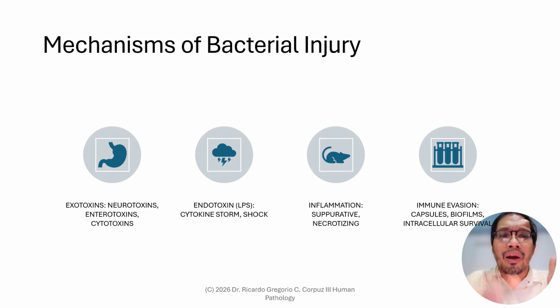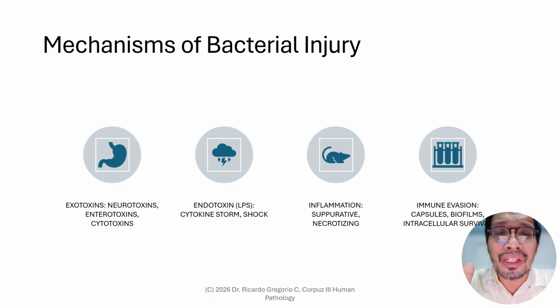Inflammation-mediated injury. The host's attempts to eliminate bacteria can itself cause tissue destruction. Suppurative inflammation: neutrophil-rich pus, typical of pyogenic bacteria like staph and strep. Necrotizing inflammation: toxins and enzymes causing tissue death, seen in necrotizing fasciitis. Chronic inflammation: persistent organisms lead to fibrosis and scarring. In many infections, the immune response causes more damage than the bacteria themselves.